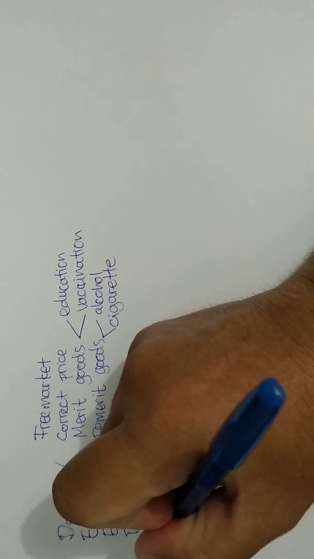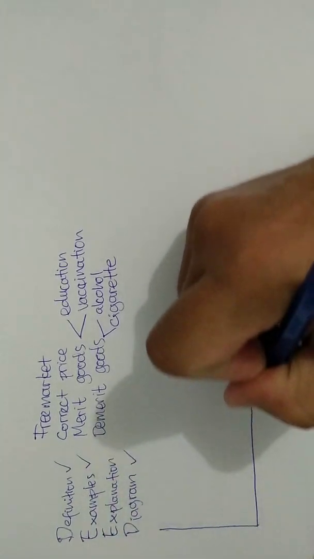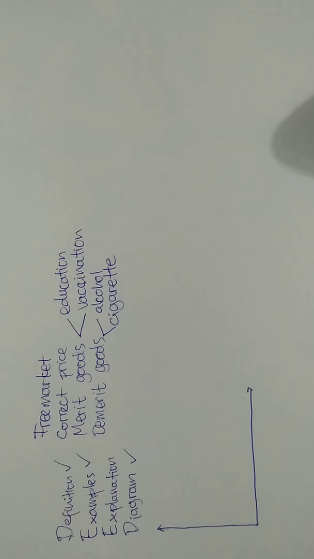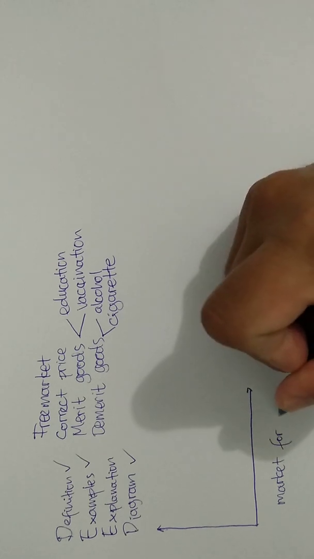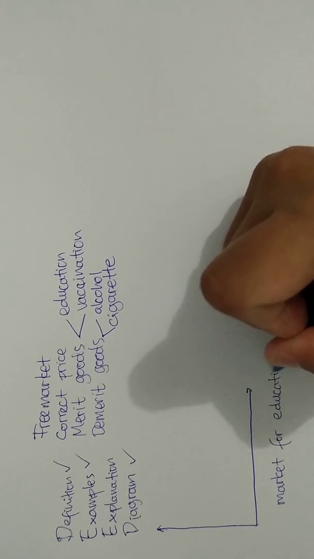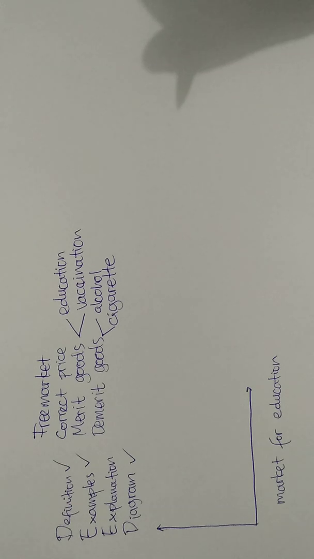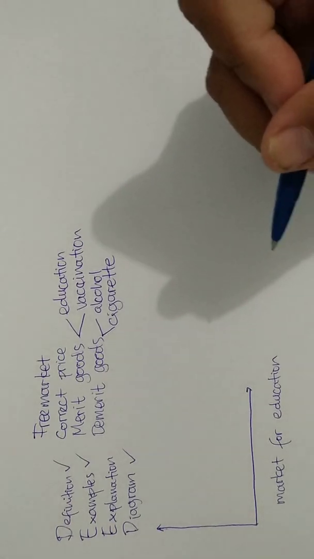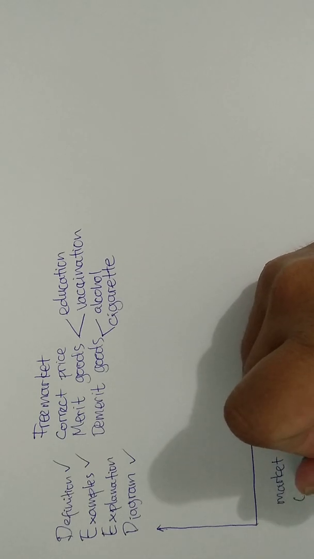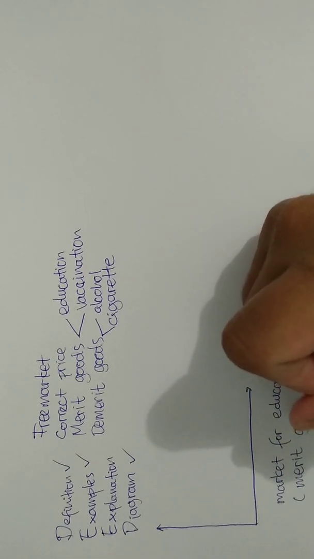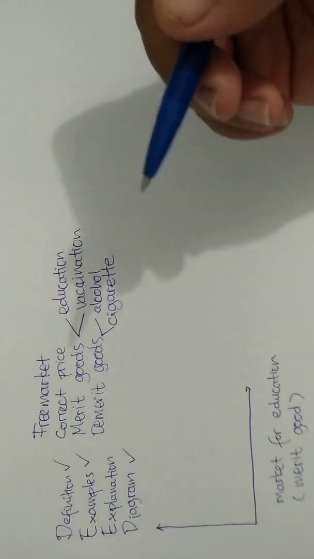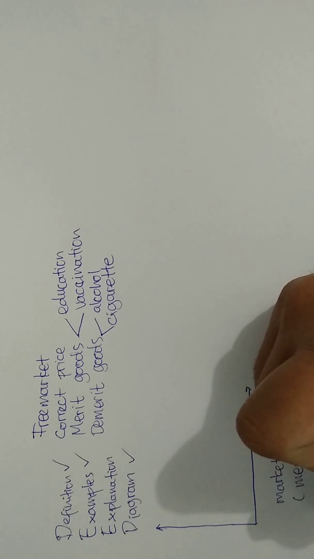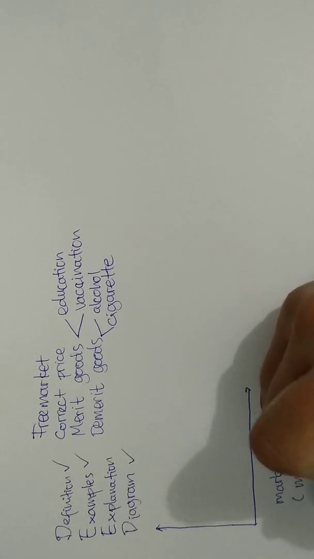Let's try to draw the diagram of merit goods. Okay, so let's say this is a market for education. As you have explained before, education is a merit good. Okay, and do you remember that merit good is giving the external benefit?